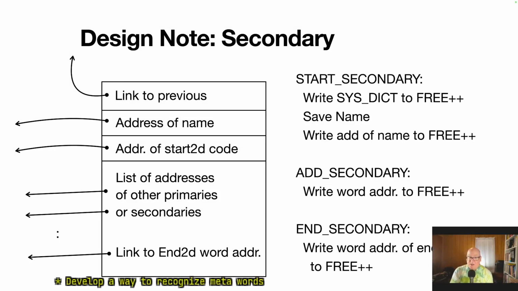And so our secondaries, they look like on the left. The first cell is a link to the previous secondary in the dictionary. The next one is the link to the name of the word we're looking for. The third is the address of the start secondary code, because this is going to be a secondary. And then the rest of it is a list of addresses, and they're going to point to other primaries or secondaries, and they're going to point to that third cell, the address of the code. Finally, the last entry is a link to the end secondary word address.